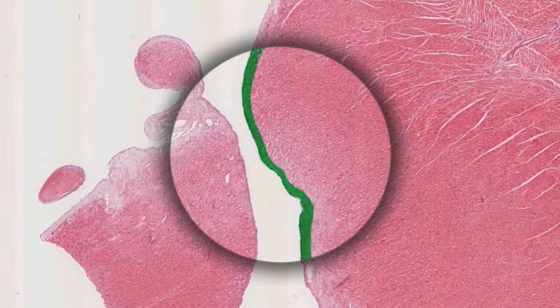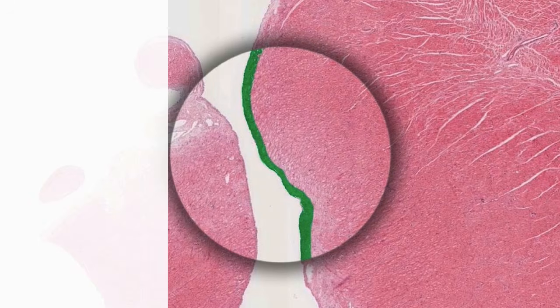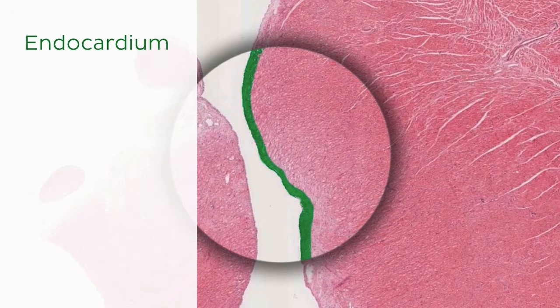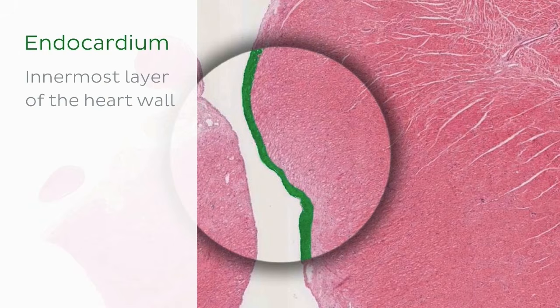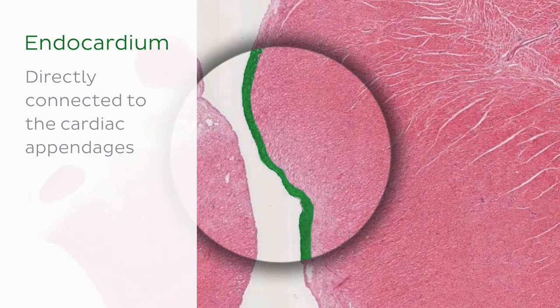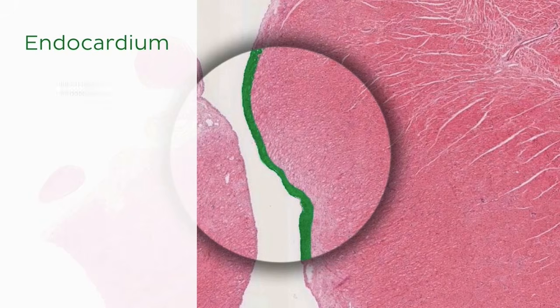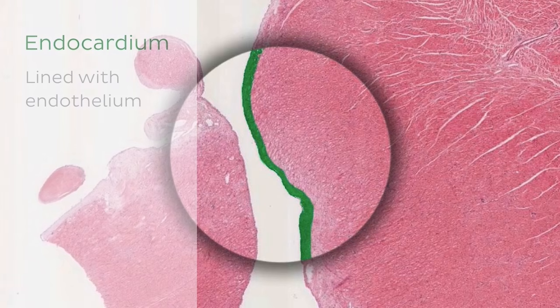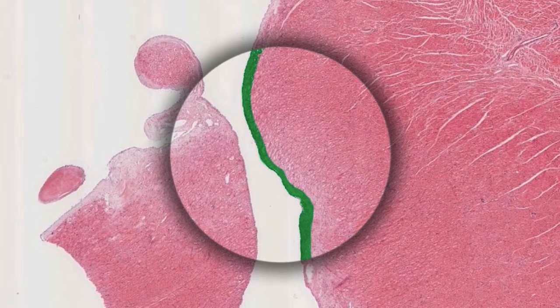The third and innermost layer of the heart wall is the endocardium. In contrast to the myocardium, the endocardium layer is the thinnest within the walls of the ventricles and thickest within the walls of the atria. This layer of the heart is directly connected to the cardiac appendages of the heart. It's lined with endothelium, which is a layer of simple squamous epithelial cells on the inner surface of the heart cavities. This layer is continuous with the endothelium that lines the blood vessels of the heart.